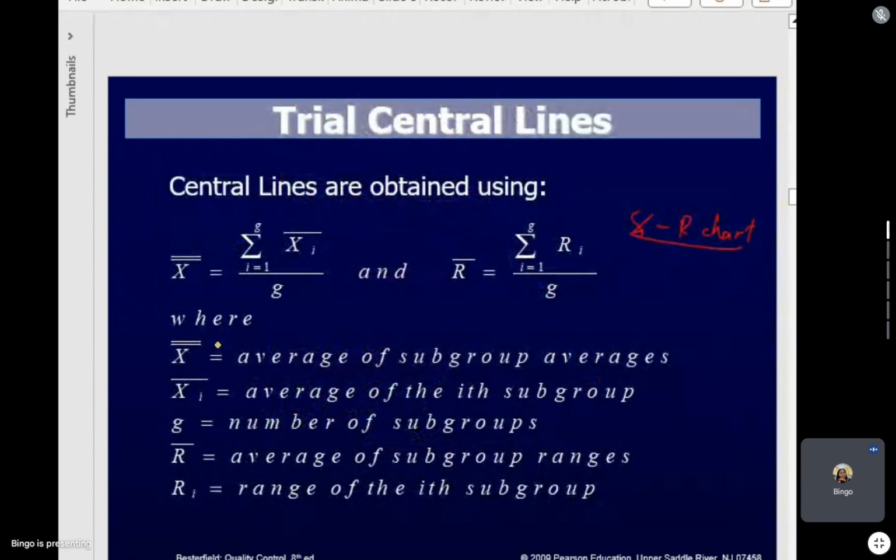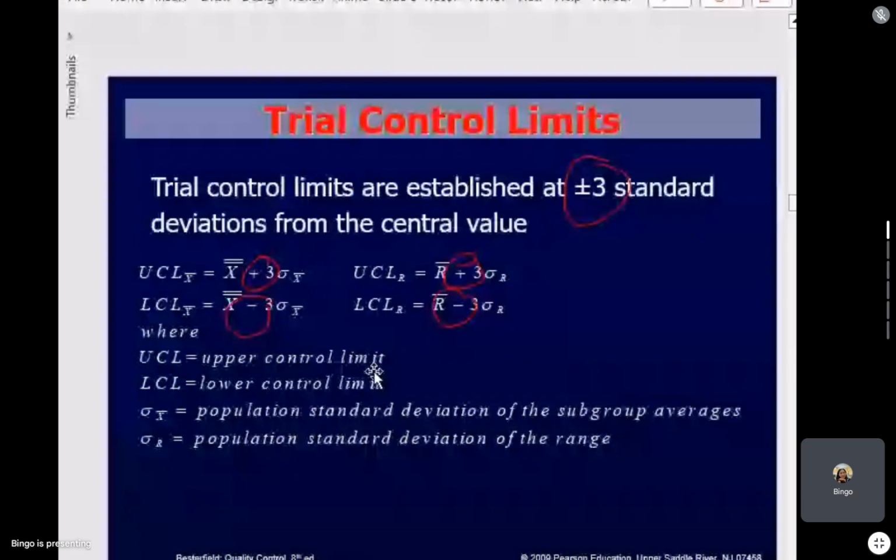Okay? For central lines, so these are obtained using your X double bar and your R chart. So alam naman natin, how to get the mean? So this one, your X double bar, is the average of the subgroup. Okay? Your X bar is the average of the. So paano natin kinukuha ang mean?